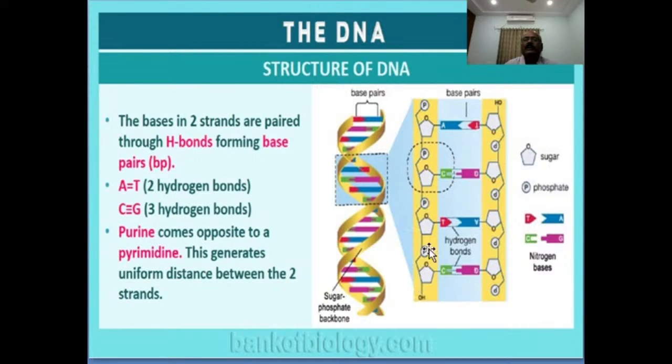So, this is one strand, this is one strand, and the 2 strands are connected with these hydrogen bonds. The number of hydrogen bonds between adenine and thymine and vice versa is 2. Between cytosine and guanine and vice versa, 3 hydrogen bonds are there. Adenine is a purine, thymine is a pyrimidine, that means a purine pairs with a pyrimidine. Cytosine is a pyrimidine, guanine is a purine, so a pyrimidine pairs with a purine.